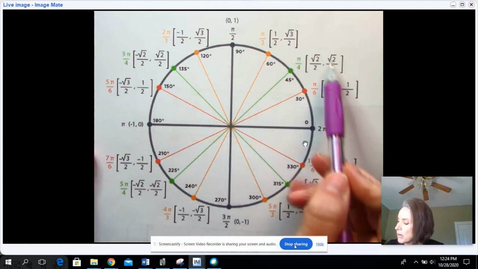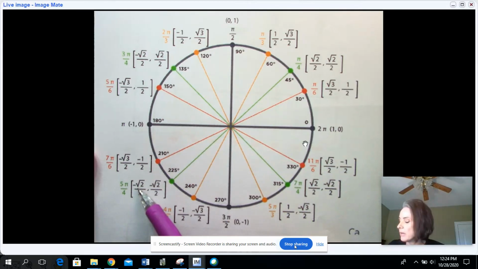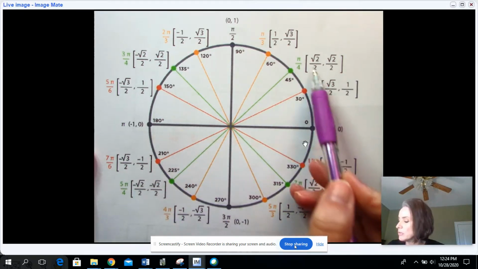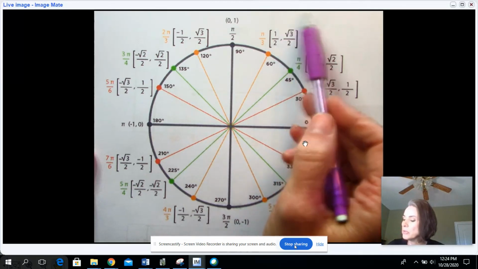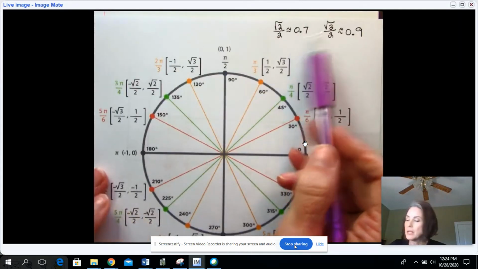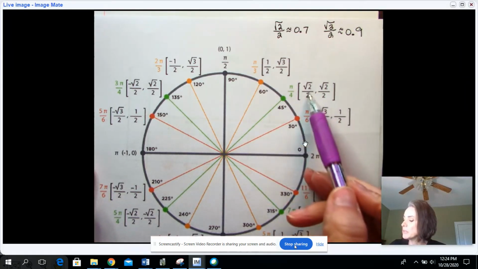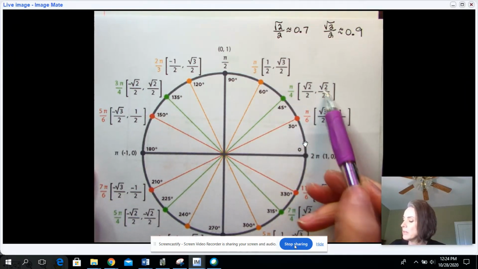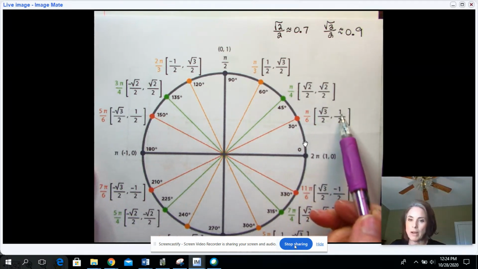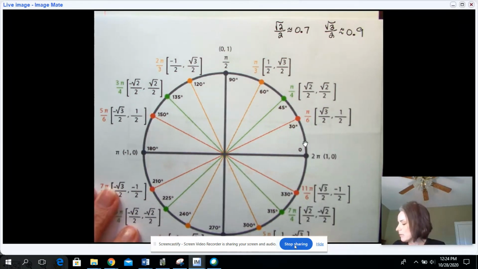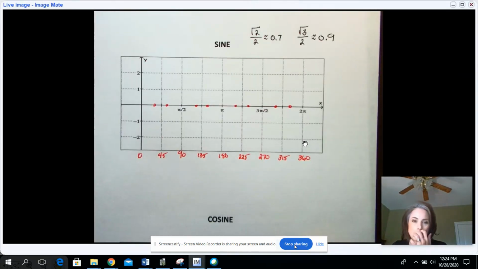Remember, sine are the y values of the coordinates of the angles, and cosine are the x values of the coordinates. I also want to point out that square root of 2 over 2 is approximately 0.7, and square root of 3 over 2 is approximately 0.9. So this would be approximately 0.7, 0.7. This would be approximately 0.9 and 0.5. So just pointing that out. So what we're going to do is we are going to graph sine and cosine.